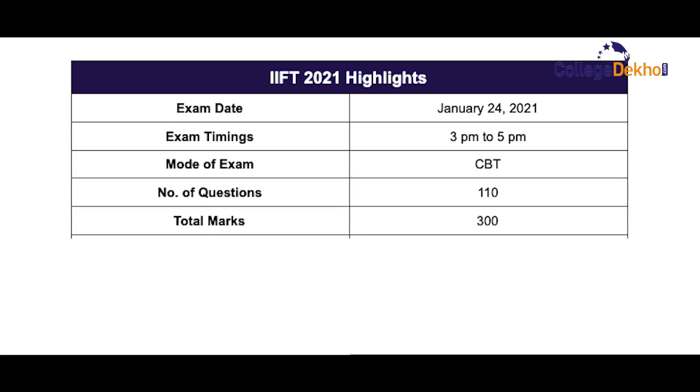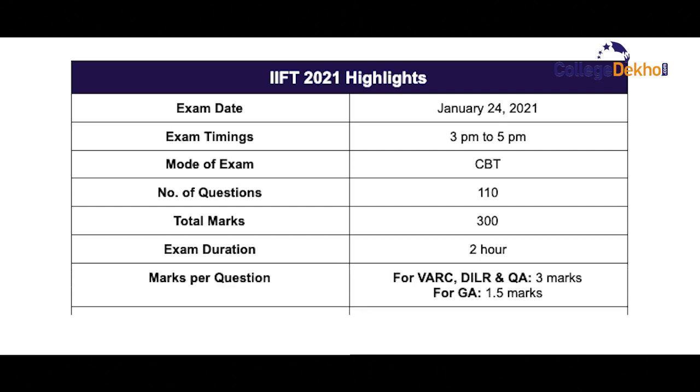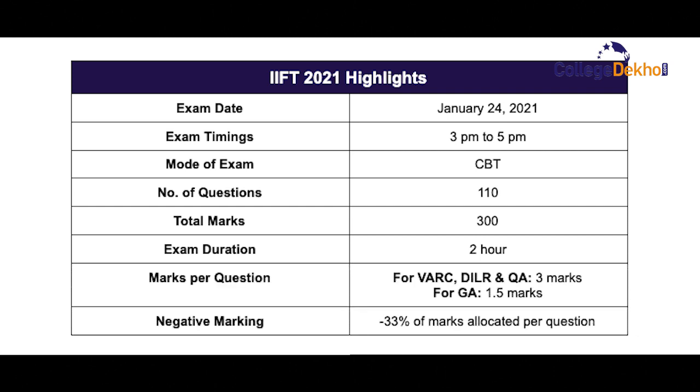There was no change in the IIFT 2021 exam pattern this year. It was conducted as a computer-based test with 4 sections having a total of 110 questions. There was a negative marking of 33% of the marks allocated per question in the exam, and the duration of the exam was 2 hours.